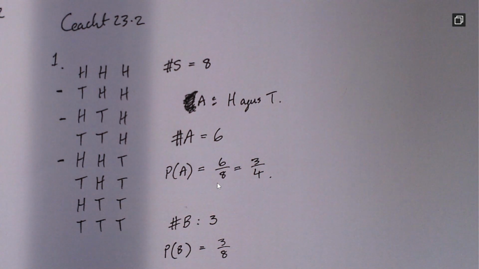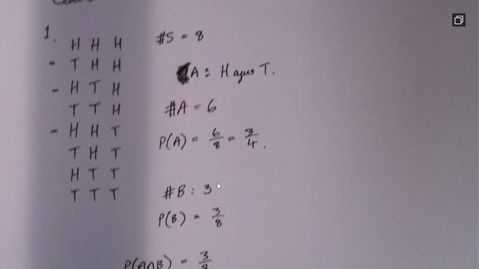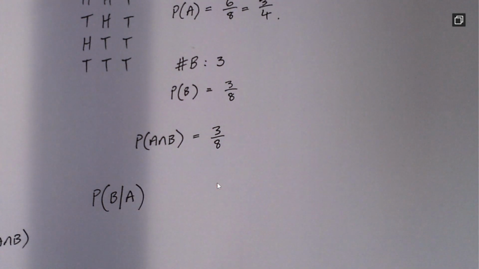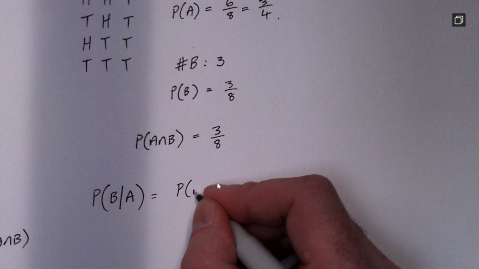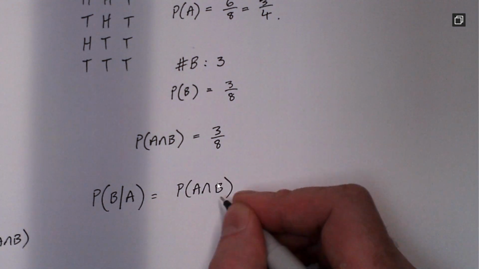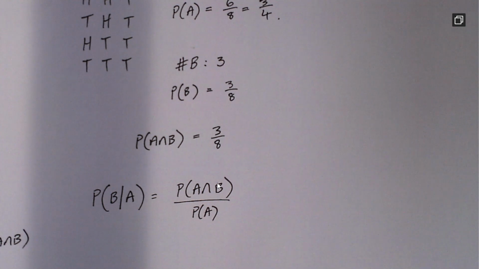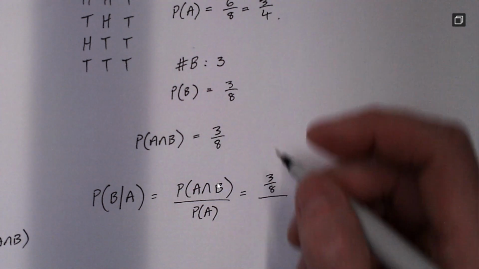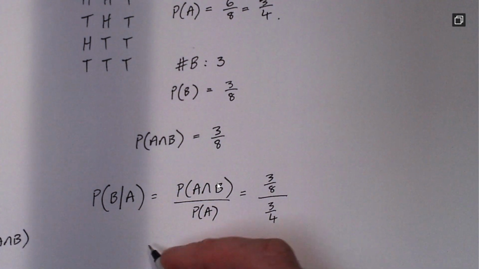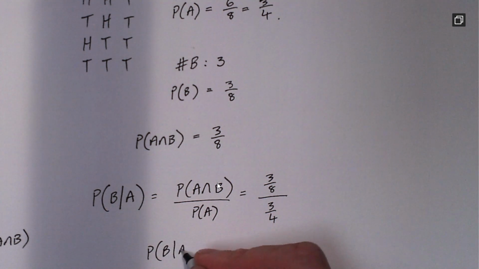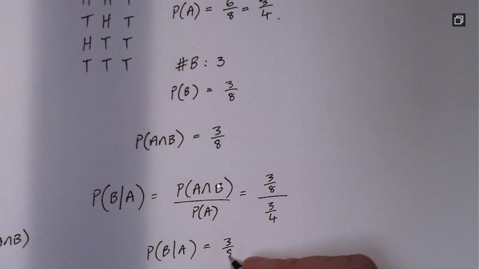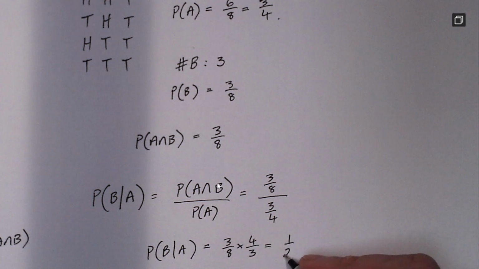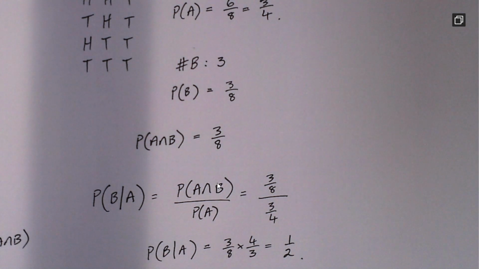So we have to find the probability that exactly one tail appears, that is, the probability of B given that A has occurred. Okay, so we use the formula: the probability of A intersection B divided by the probability of A. So A intersection B is 3 over 8 and the probability of A is 6 over 8. So the probability of B given that A has occurred is 3 over 6, so your probability is half.